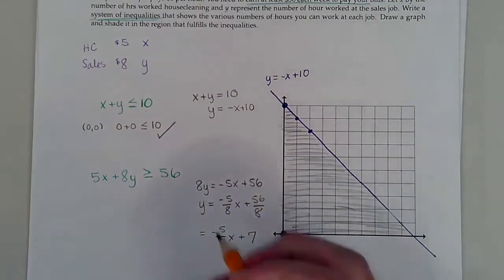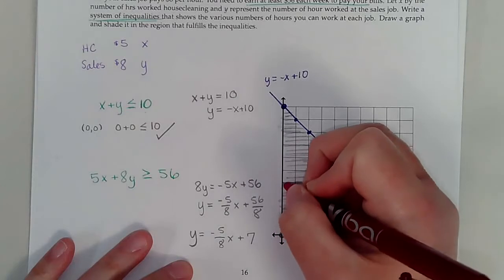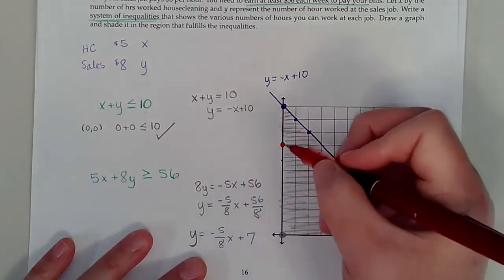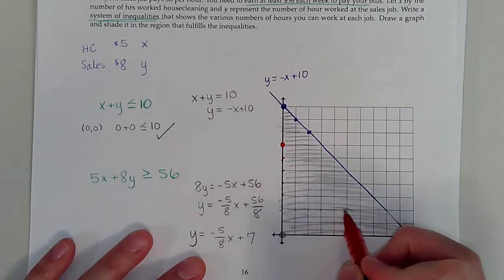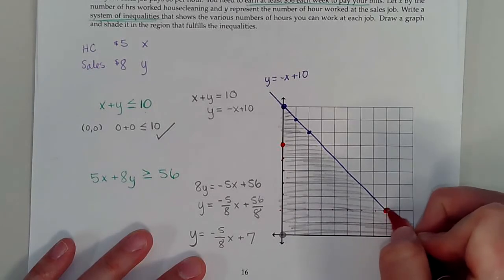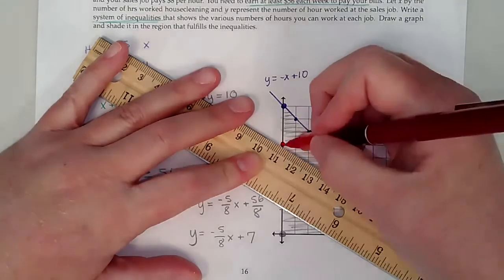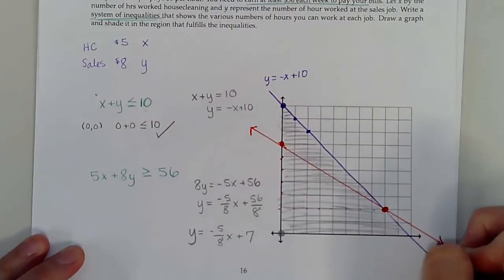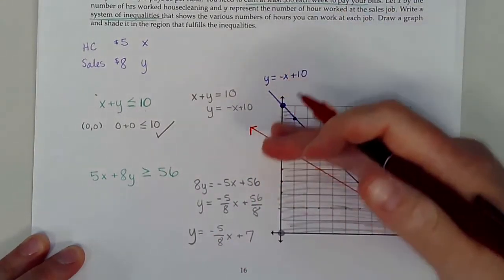All right, so now that we have the equation of this line in a form we can graph, let's go ahead and plot that. So my intercept is 7, which is right here, and my slope is negative 5/8. So I'll go down 5 and over 8, which is right here. So that gives me 2 points, and I can draw a line through those. And then what I need to figure out is, am I shading this side of the red line or am I shading this side of the red line?